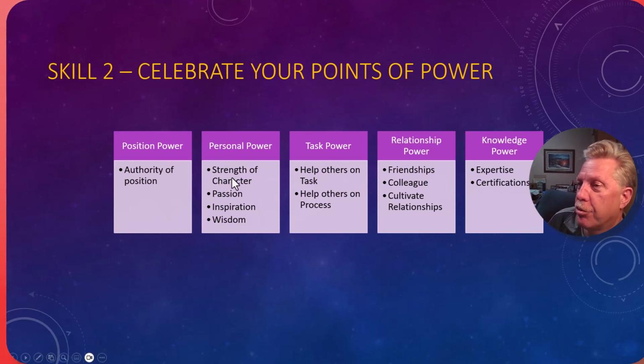You want to start utilizing another strength and power, which is your personal power. That's dealing with the strength of your own character, the passion that you bring to the job, any inspiration that you can give to others, and any wisdom that you already have. Then you can move on to another power, which is your task power, which you would, as the leader of the team, be able to help others on a task and help others on process. So if there's people that are working on a particular task, you might be able to help them figure out the process to do the task as well as help them on the particular task.